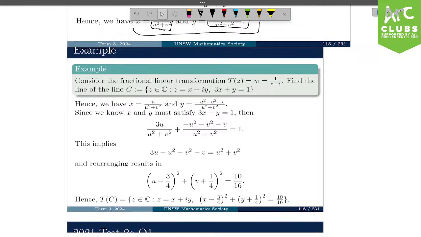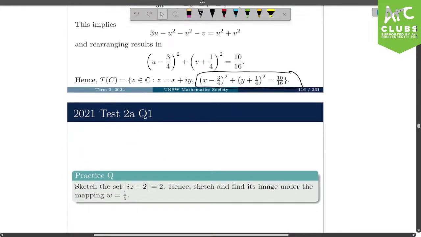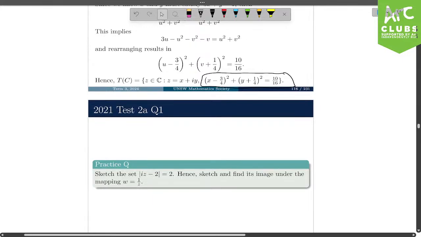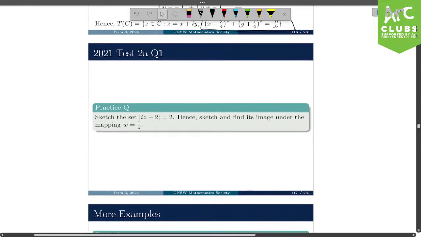It turns into a circle. Let's look at the shifting, and bam, we end up getting it, okay? And it turns out to be a circle. All right, any questions so far? All good? All right, sounds all good.